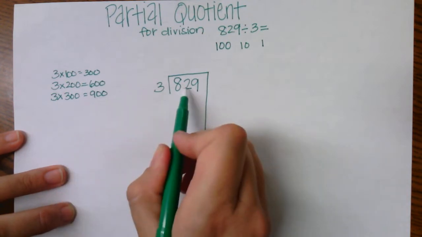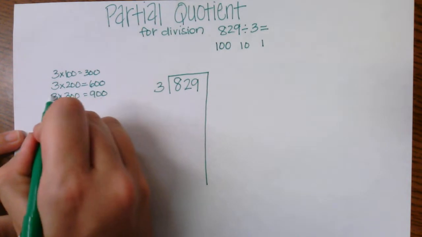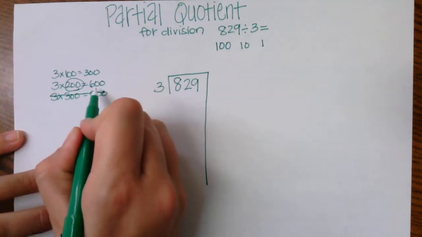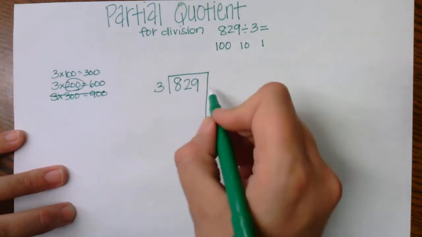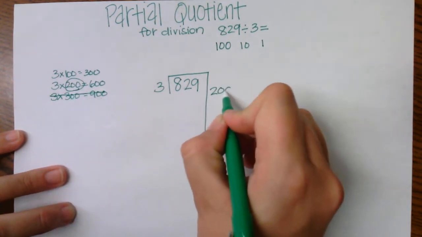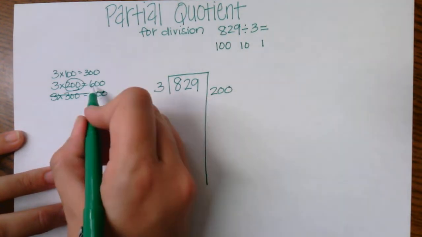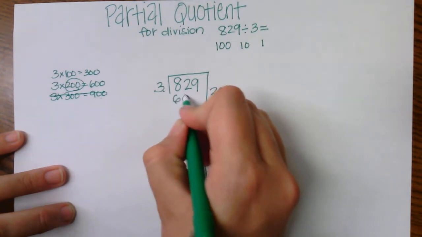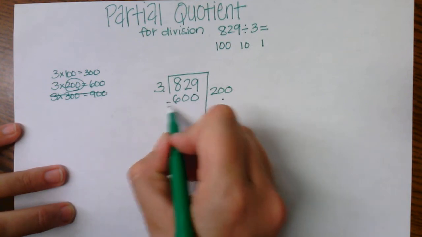Now that I've gone over my dividend, I know I can't use this value here, so I'm going to cross that out. So I know that 3 times 200 equals 600, which is less than my dividend. So I'm going to use the value of 200 as a partial quotient. I'm going to put it over here on the side, and then I'm going to multiply, just like I did here. 3 times 200 equals 600. So I write it underneath my dividend, and I subtract.